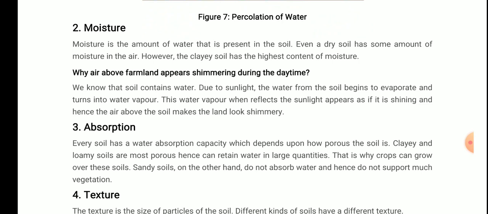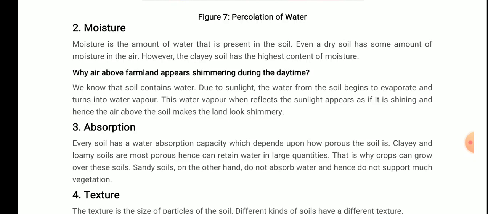Third property is absorption. Every soil has a water absorption capacity which depends upon how porous the soil is. Clayey and loamy soils are most porous and hence can retain water in large quantity. Very important point this one. I told you what is porous. Porous means very small pores, very fine holes, are present in the soil. So if they are porous, they can retain water in large quantity.